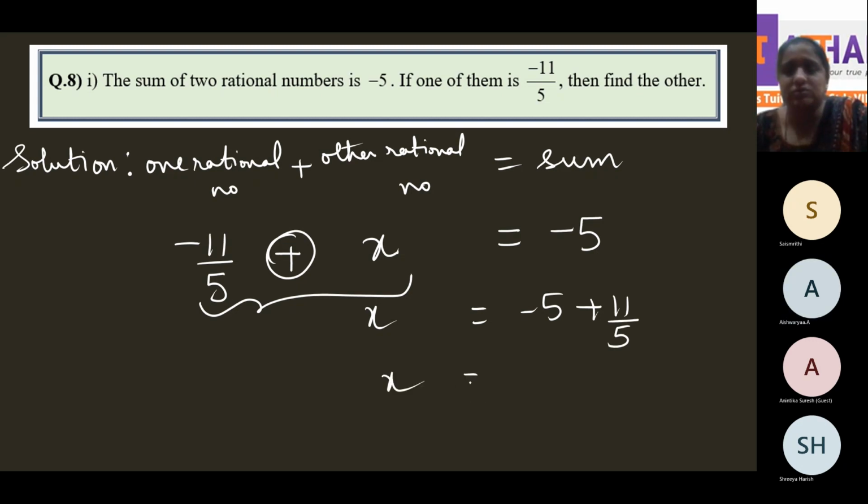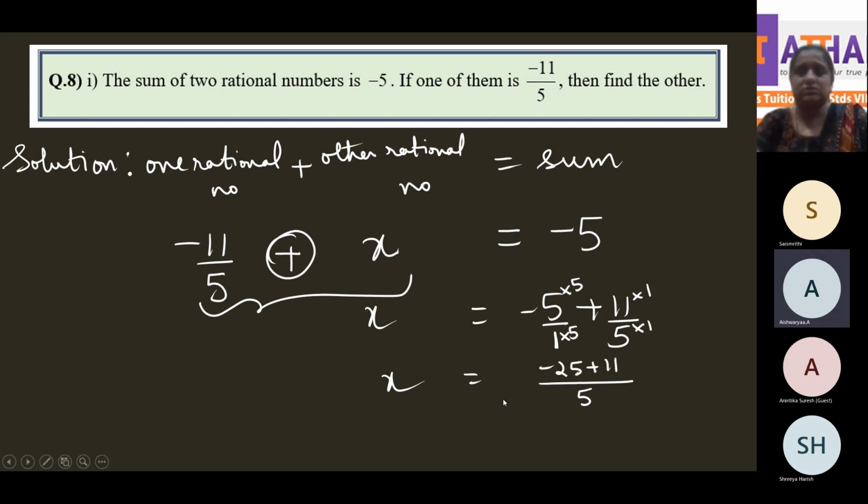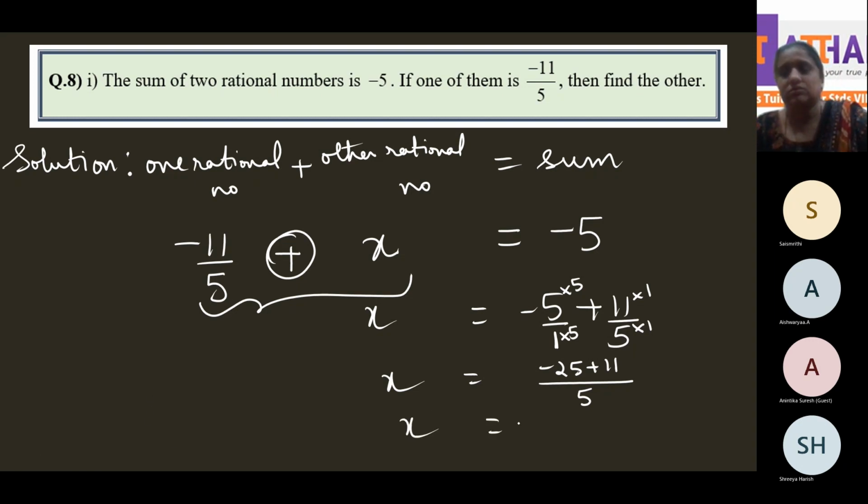So x is equal to, LCM, common denominator 5. So here it's like 1, so 1 into 5, so into 5 here. And here it is 5 into 1, so into 1. Minus 25 plus 11 will be minus 14. So x is equal to minus 14 upon 5.